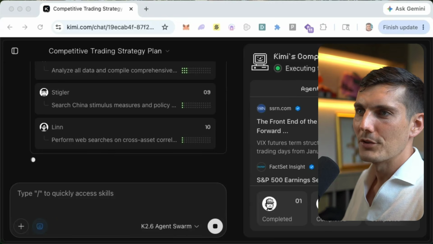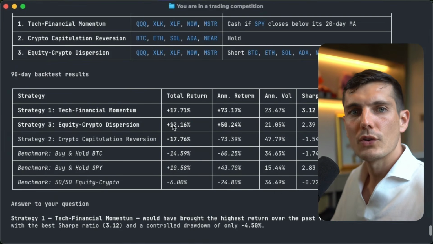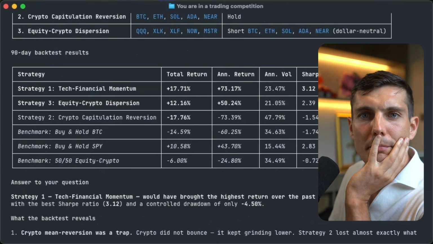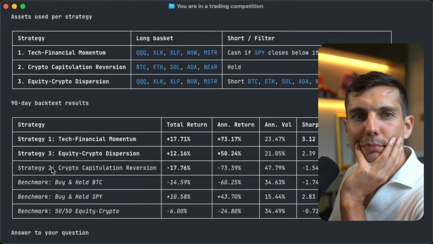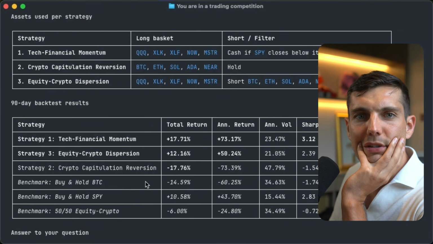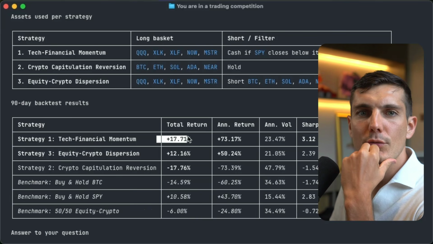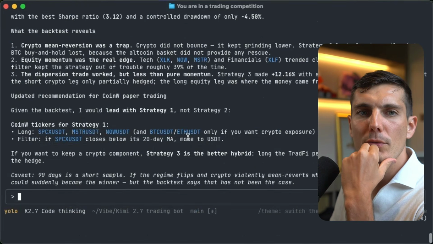Awesome. We have the results coming in. Total return strategy 1 plus 17%. Nice. Max drawdown 4.5. That's pretty cool. And benchmark versus buy and hold BTC. Okay. Buy and hold SPY. So this one would have outperformed the market.